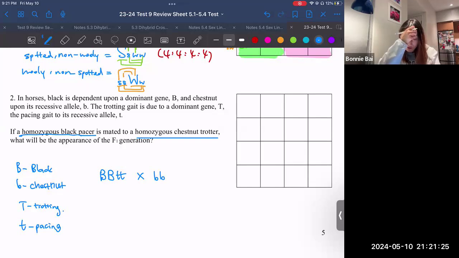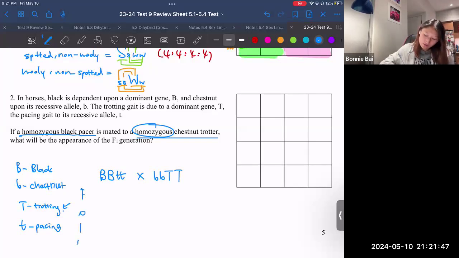Wait, hold on. Homozygous black pacing. Yeah, we're fine. Trotter, since it says homozygous in the front, it didn't give me any other information. So I'm just gonna assume that it's homozygous for both. So for the trotting, big T, big T. Okay. Well, this one's easy because we get a lot of the same answers. We're gonna be good. We're gonna do the FOIL method. First, outside, inside, last.